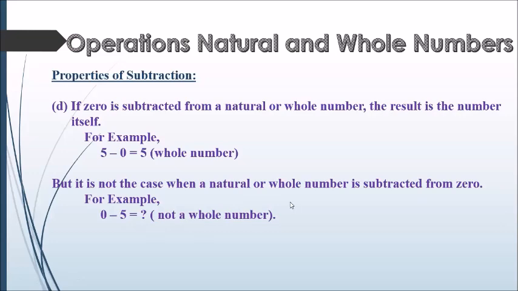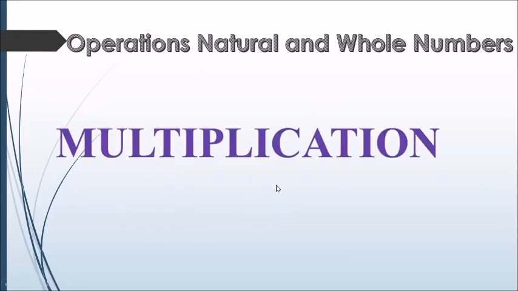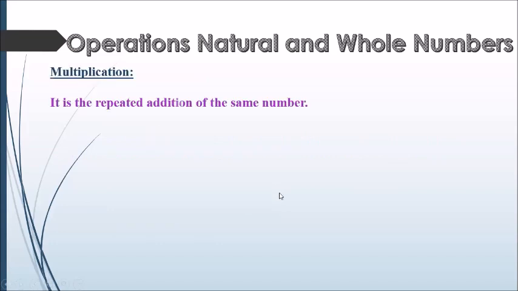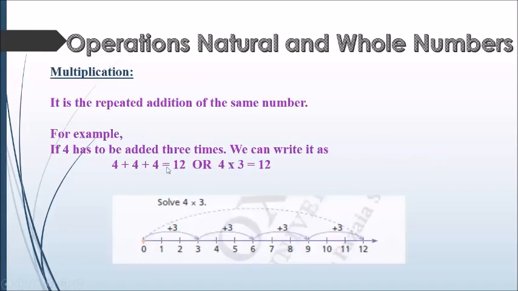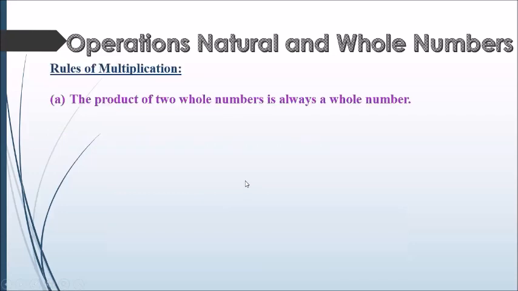Okay, class. Now we are moving on to multiplication. Multiplication is the repeated addition of the same number. For example, if you have to multiply 4 by 3, 4 times 3 means that you have to add 4, 3 times. If you add 4, 3 times, it is going to become 12. We move on to the rules of multiplication.